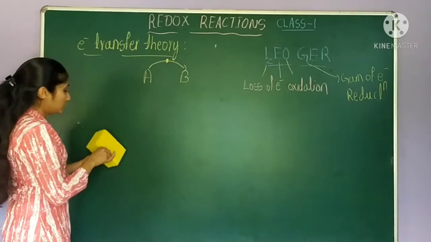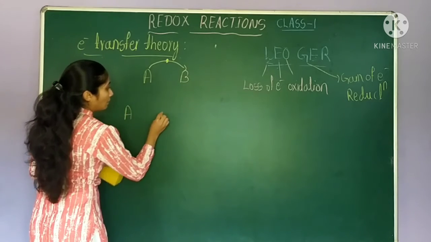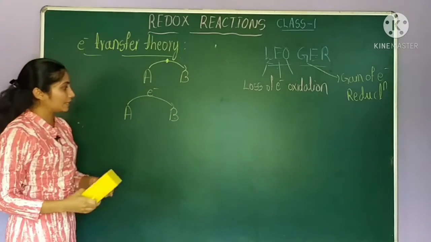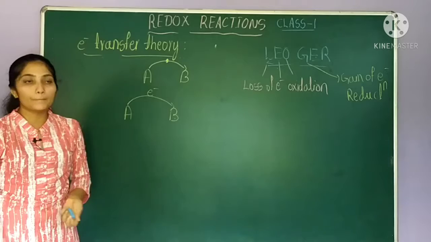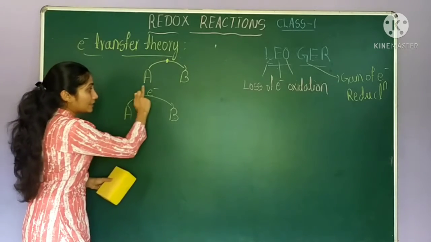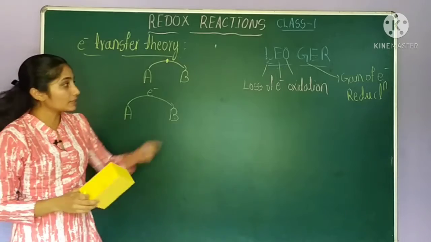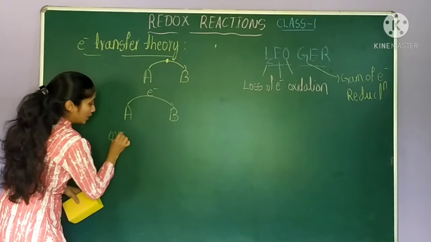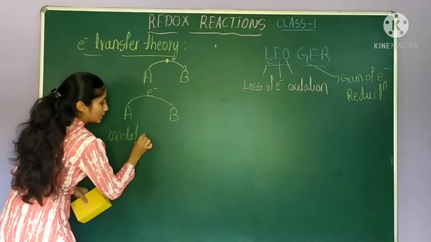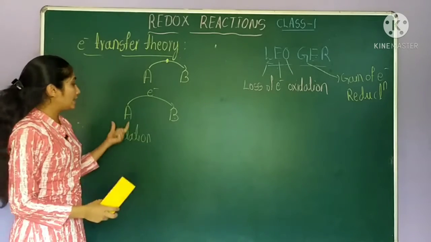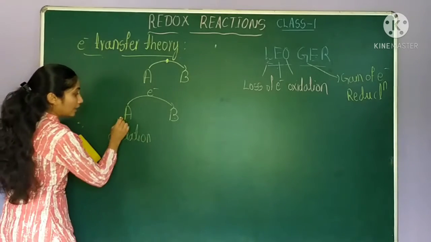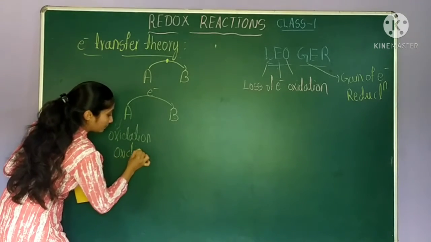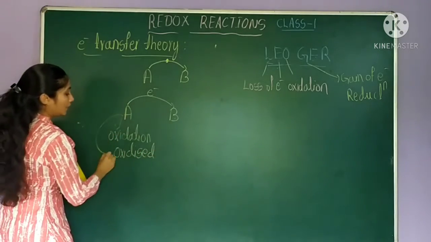Now here, electron is transferring from A to B. Transfer of electron is taking place from atom A to atom B. So that means atom A is losing its electron, and loss of electron is oxidation. That means A is undergoing oxidation. Oxidation is taking place at A, and A is said to be oxidized.